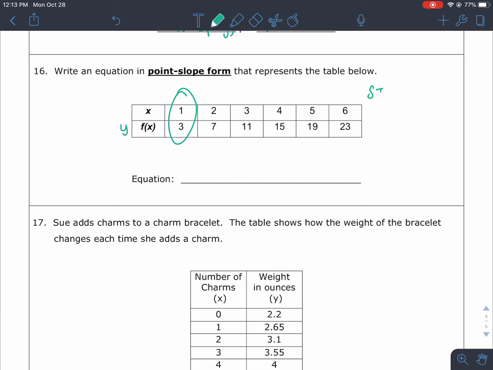So to find the slope, I would type these into stat edit. And hopefully you would get that your slope is equal to 4. So to write my equation, I'll say y minus y1 equals my slope times x minus x1. So y minus y1, well, I'm going to use 3, equals my slope times x minus x1, which was 1.